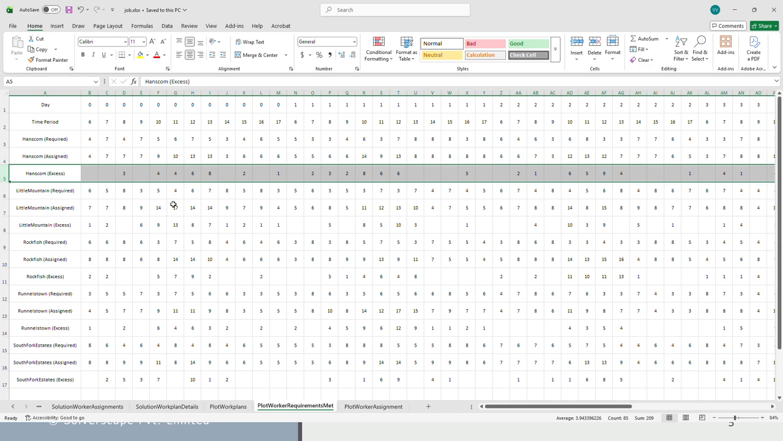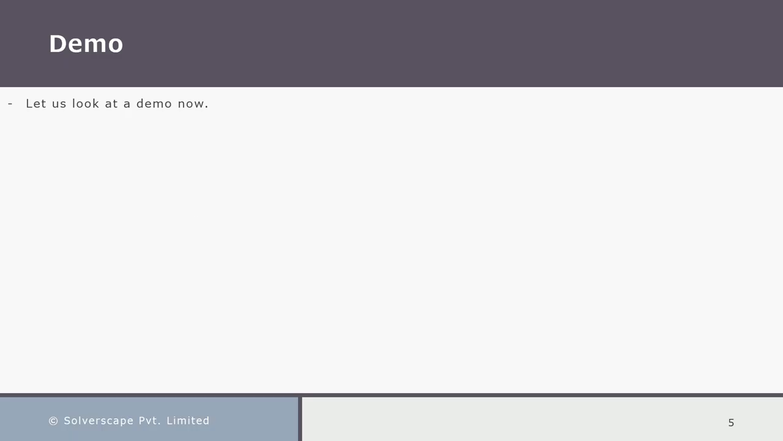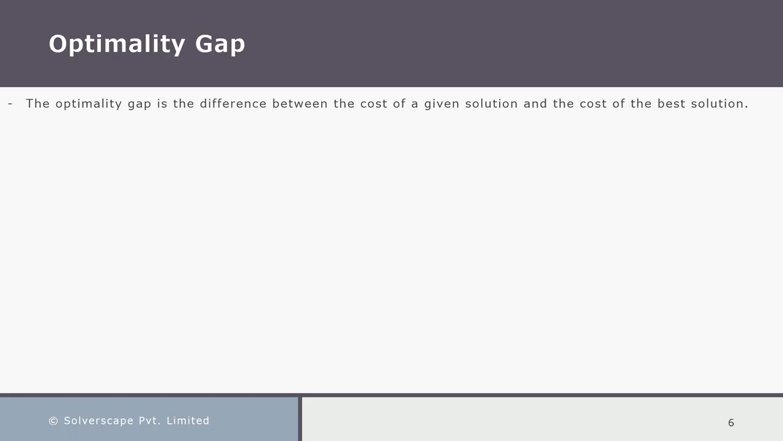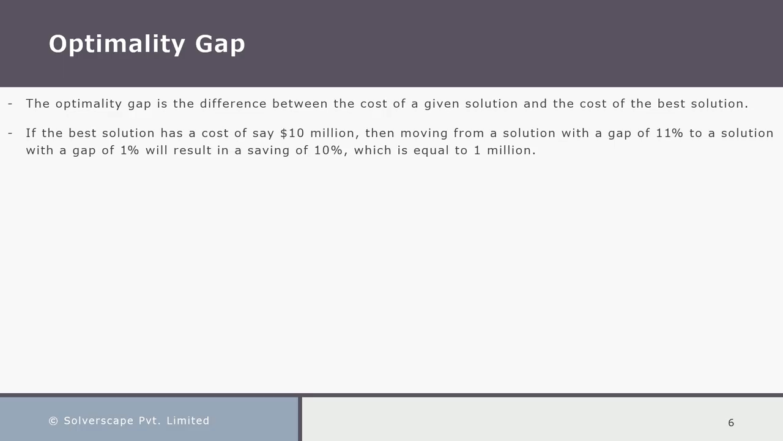So how do we know the quality of this solution? For that, we need to talk about a concept called the optimality gap. It is the difference between the cost of a given solution and the cost of the best solution. If the best solution has a cost of say 10 million, then moving from a solution with a gap of 11% to a solution with a gap of 1% will result in a saving of 10%, which is equal to 1 million.